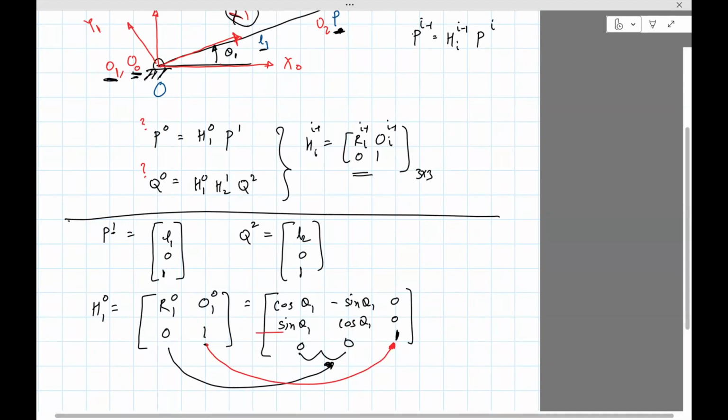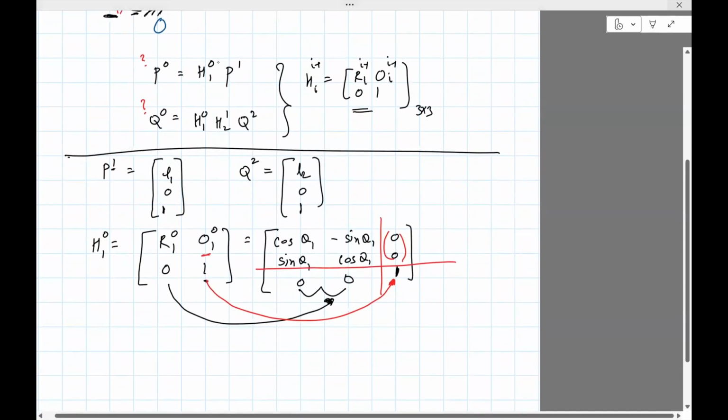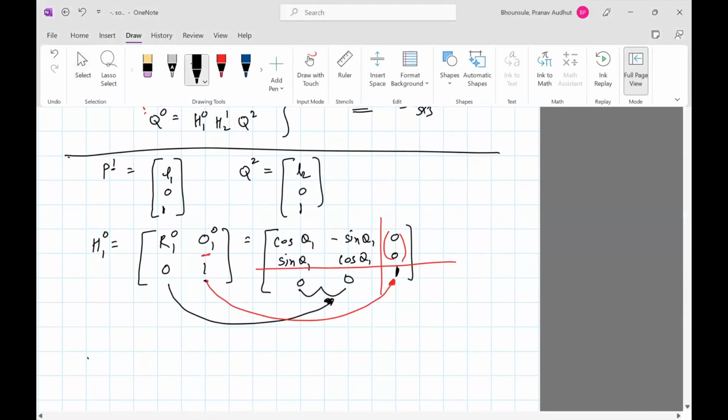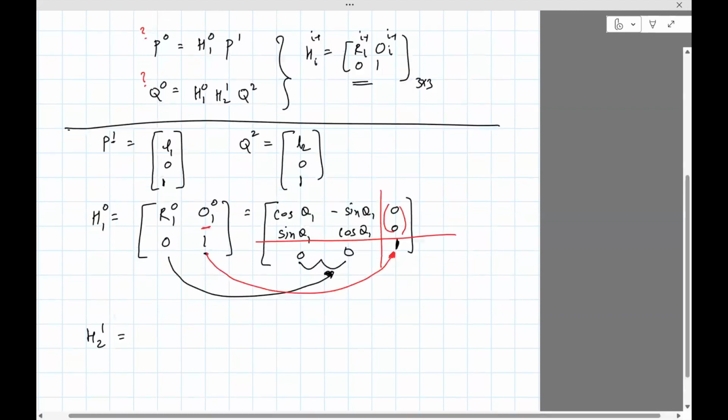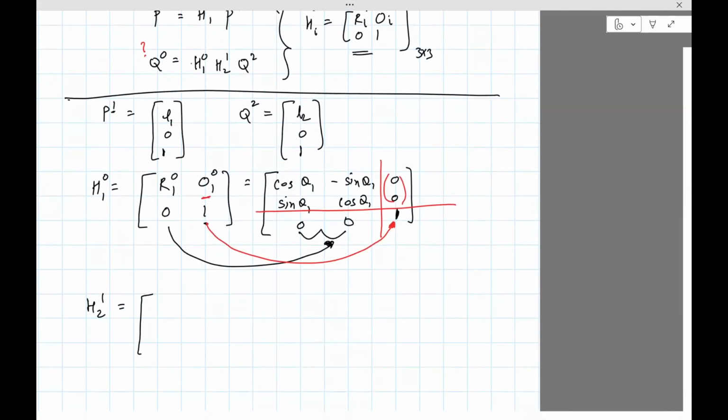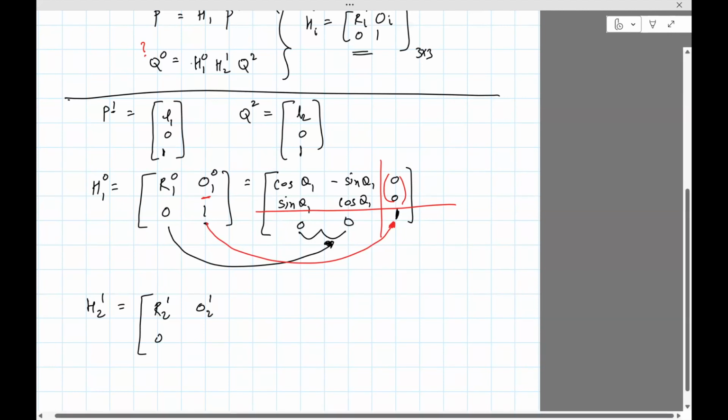Okay, so you can think of it this way, where the top left is R, and then 0, 0 for O1, 0, and then the ones. Similarly, we can write H21, which will be R21, O21, 0, 1.